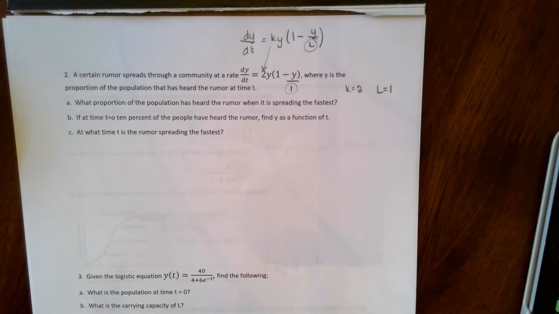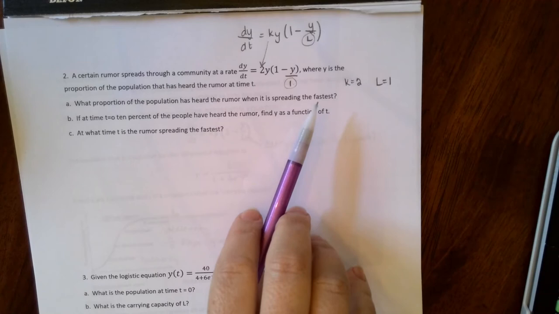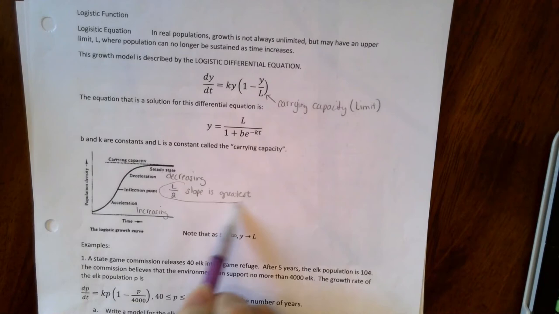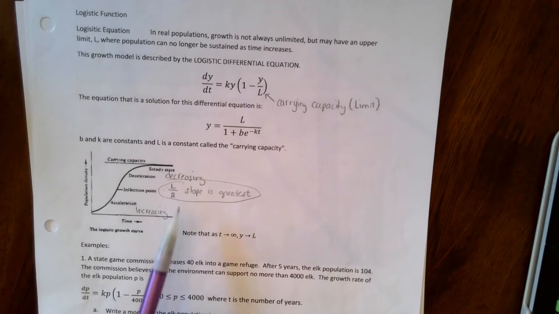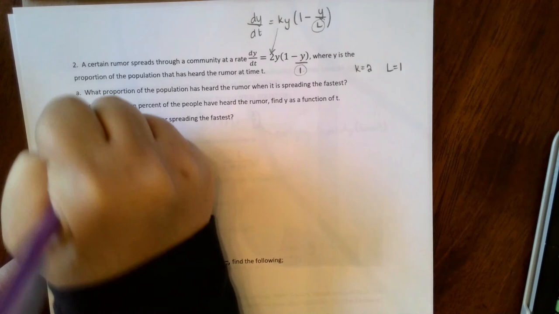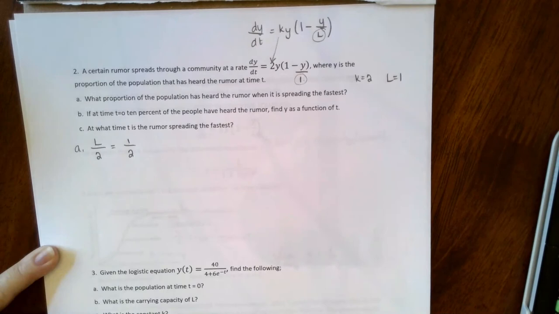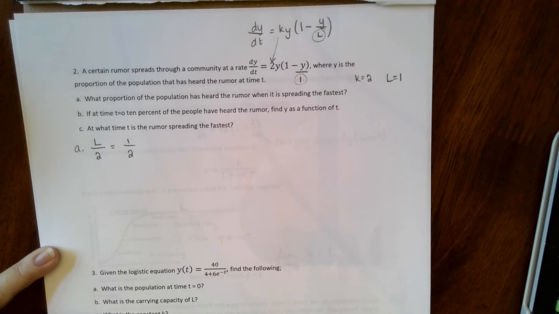It says, what proportion of the population has heard the rumor when it is spreading the fastest? Well, let's take a look at the beginning here. In the beginning of our notes, we said that L divided by 2 is when the slope is the greatest. That's when it's going the fastest. So, for part A, it's going to be when L is divided by 2. Well, L was equal to 1. So in this case, it's going to be 1/2. So half of the population has heard the rumor when it's spreading the fastest.